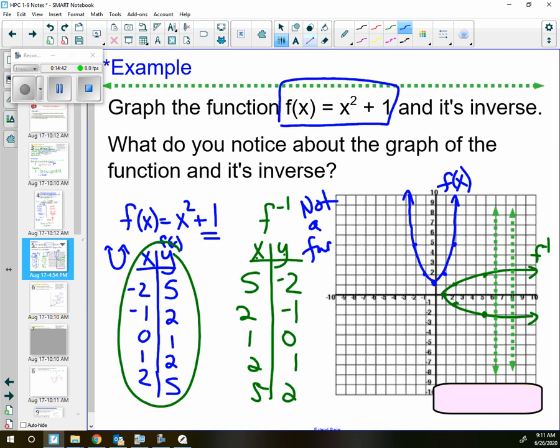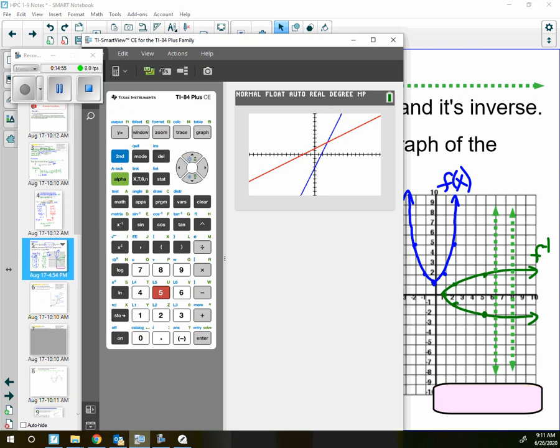So just because we switch the x and the y doesn't mean that new relationship is going to be a function. Okay, so my question to you is, what do you notice about those two graphs? Same kind of situation is what I hoped you noticed when you looked at these two graphs. What relationship does the original graph have with its inverse?